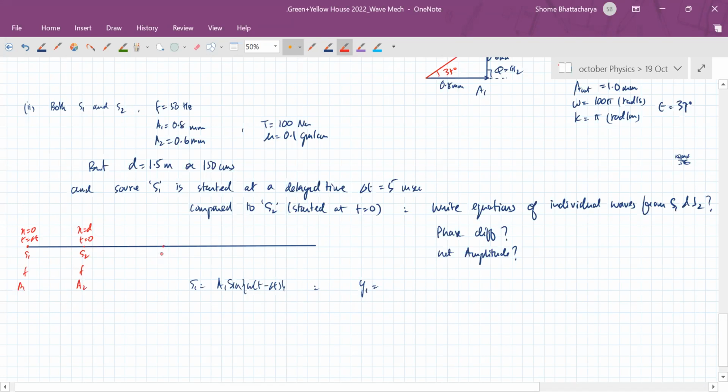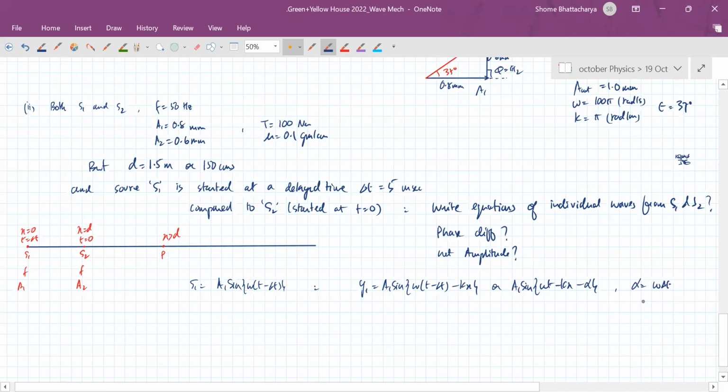At a general point like this, where x is greater than d, the first one will create a wave given by the equation A1 sine omega into t minus delta t minus kx, because the wave is traveling a distance x. Or we can write this as A1 sine omega t minus kx minus alpha, let's say, where alpha is omega delta t.